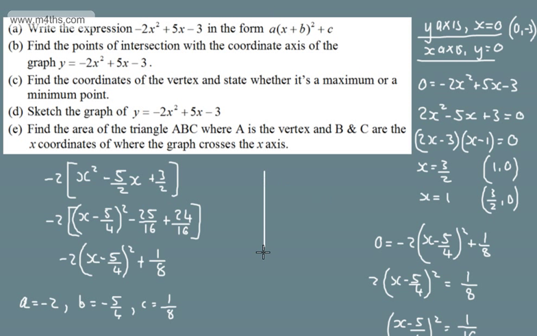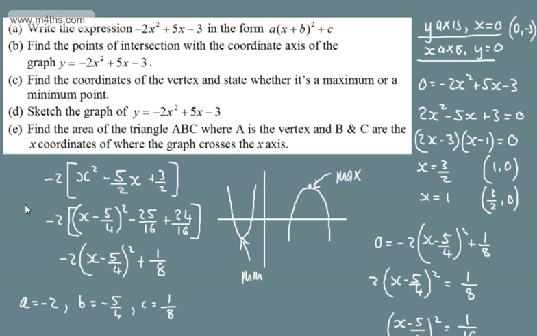If we just consider quadratic graphs, we either have a positive quadratic or a negative quadratic. If we have a positive quadratic, the positive quadratic opens upwards, and this now is the vertex, and this is a minimum point. If we look at a negative quadratic, which opens up downwards, this now is the vertex just here, and this is going to be a maximum.